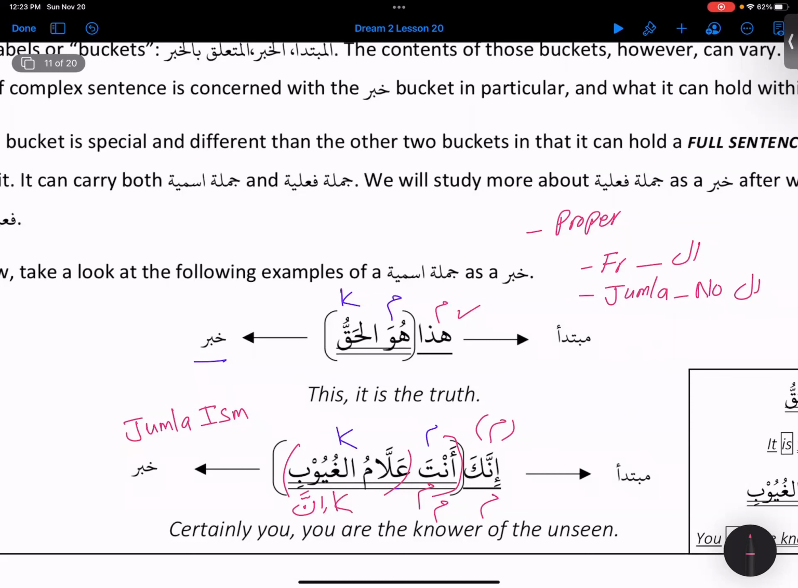But we can say they are very emphatic sentences. Why? Because of innaka, indeed you are, so this ka is over here. Then again anta came. Indeed you are, you are the one who is the knower of the unseen. So very emphatic.